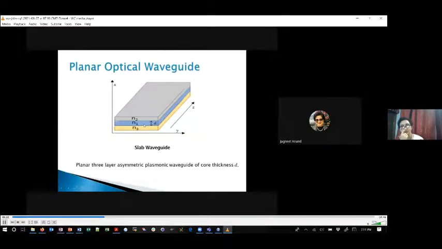So the propagation constants, the longitudinal as well as transverse propagation constants associated with this particular waveguide, are also complex in nature, and these modes are called the surface plasmon modes. And it is seen that such a structure supports only the TM modes and not the TE modes.